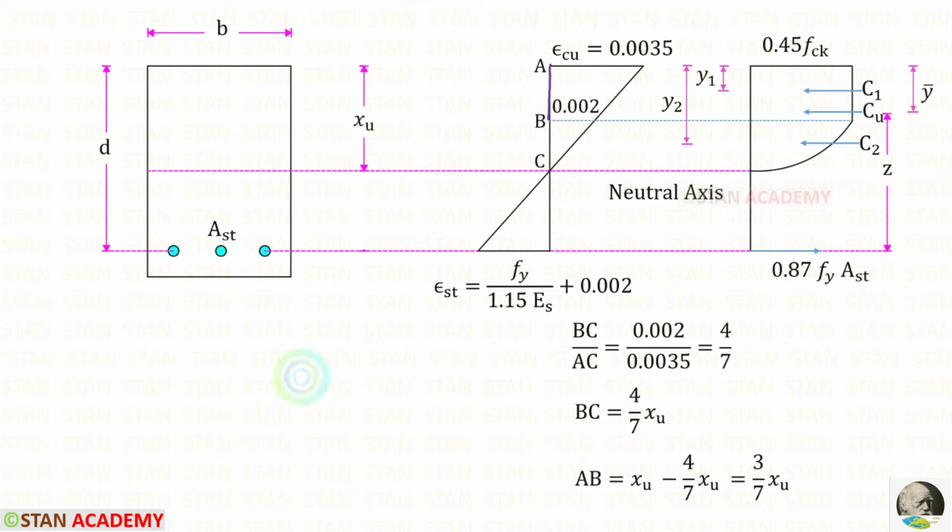AB will be AC minus BC. We know that AC is XU, and BC we have just found. For AB, we will get 3 upon 7 XU.